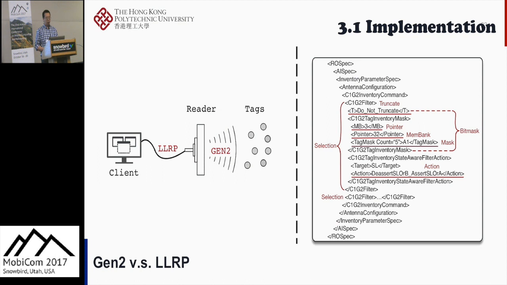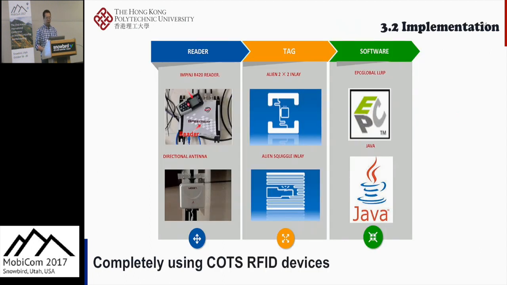We design our hash primitives based on the Gen2, but implement them using LRP. I must clarify that these are different protocols. The Gen2 protocol is used for the communication between the reader and the tags, and the LRP, the Low-Level Reader Protocol, is used between the client and the reader. We use the LRP as a driver protocol to control a reader to broadcast the Gen2 commands we require. The right shows a sample XML file defined by the LRP.